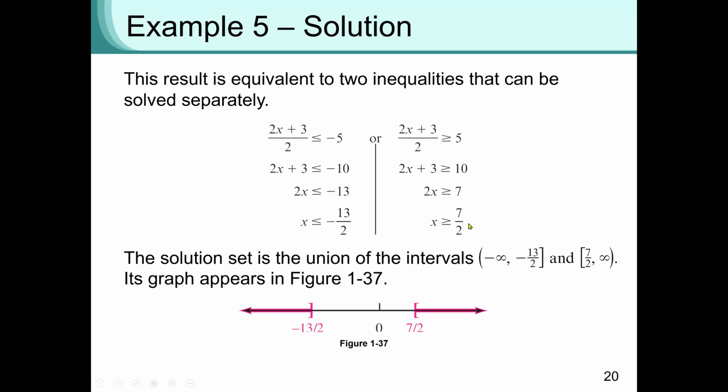So our solution will be s is less than or equal to negative 13 by 2, or s is greater than or equal to 7 by 2. So we can see the range here: less than or equal to negative 13 by 2, or greater than or equal to 7 by 2. So it can be from negative infinity to negative 13 by 2, or 7 by 2 to positive infinity.